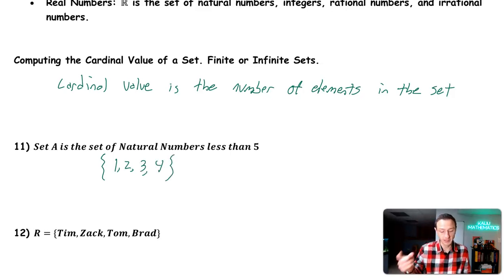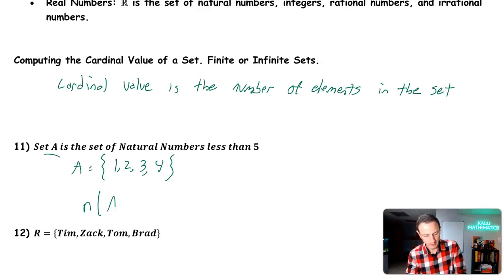It doesn't say equal to or less than 5, so we can't include 5. It says less than 5, so it has to be 1, 2, 3, 4. The way we notate the cardinal value of a set is n and then whatever the set is. So if I call this set A, n of A equals 4, because there are 4 elements in that set.